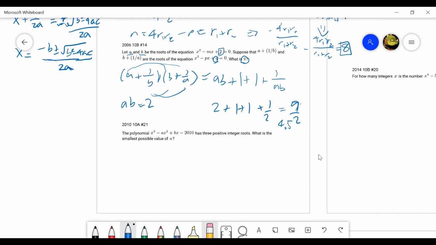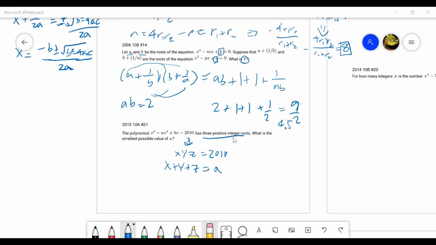Here we have to see what we're given and what we have to work with. So we know this has 3 positive integer roots. And next, from Vieta's formulas, we know that the product of these roots, if we let them equal x, y, and z, is equal to 2010. And we know that from Vieta's formula again. And we also know that the sum of the roots, x plus y plus z, is equal to a. And so we're asked what the smallest possible value of a is.